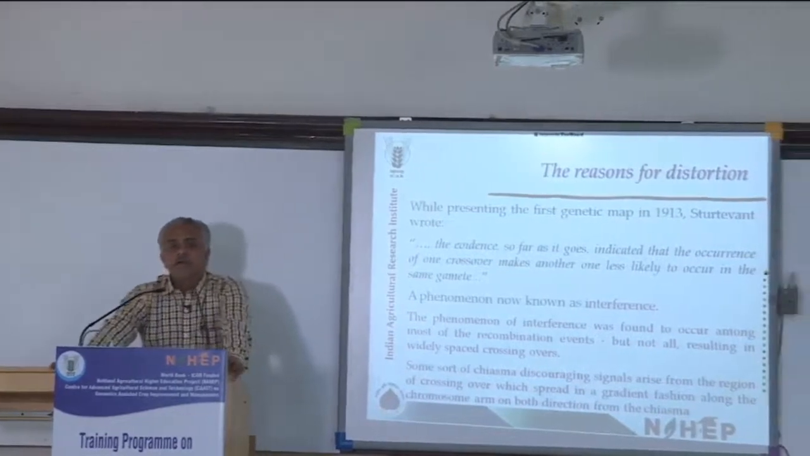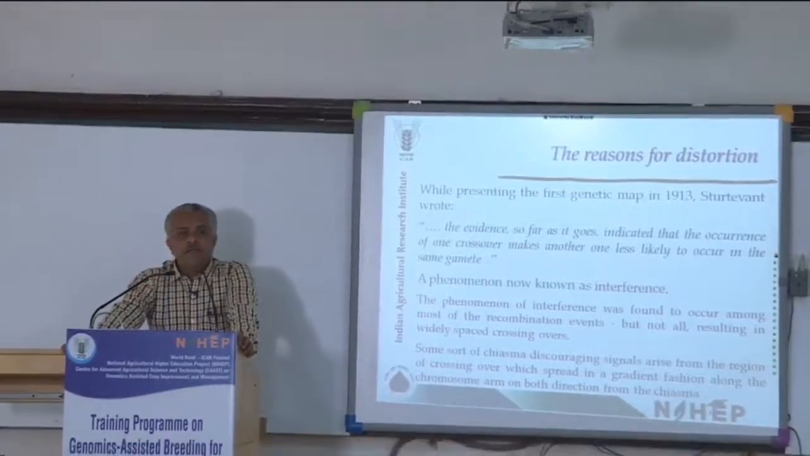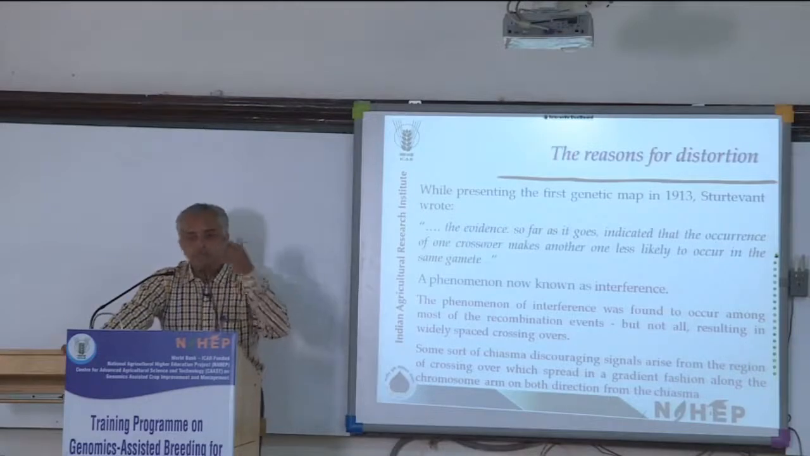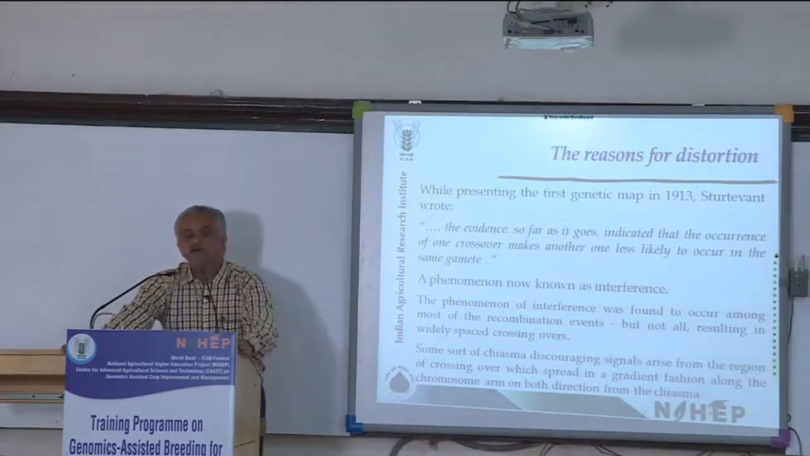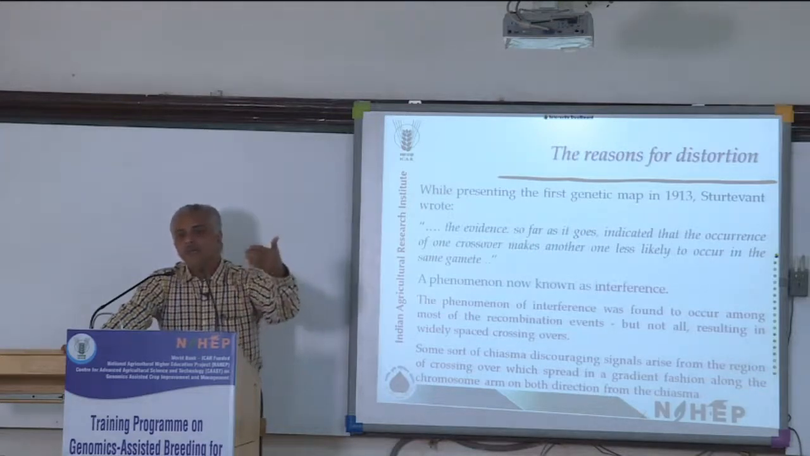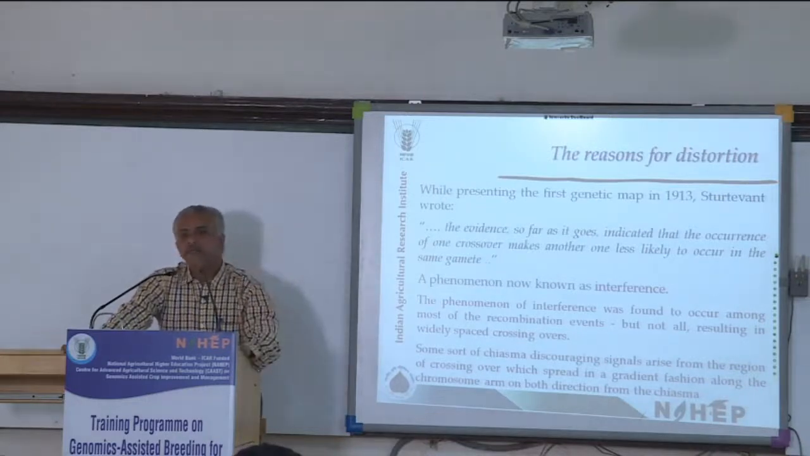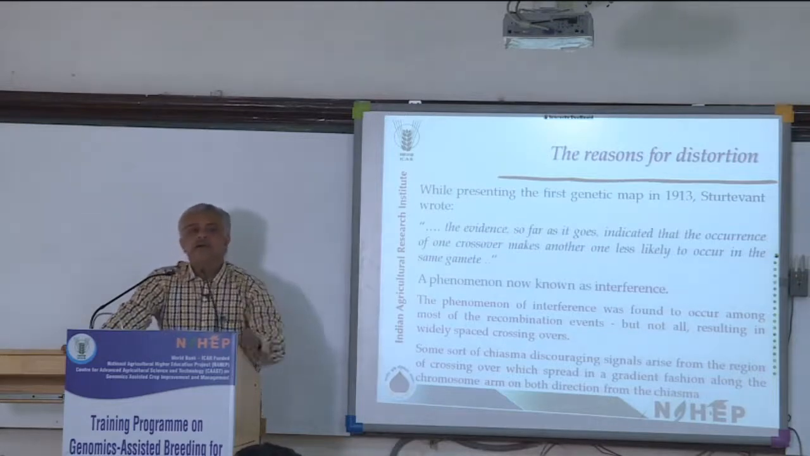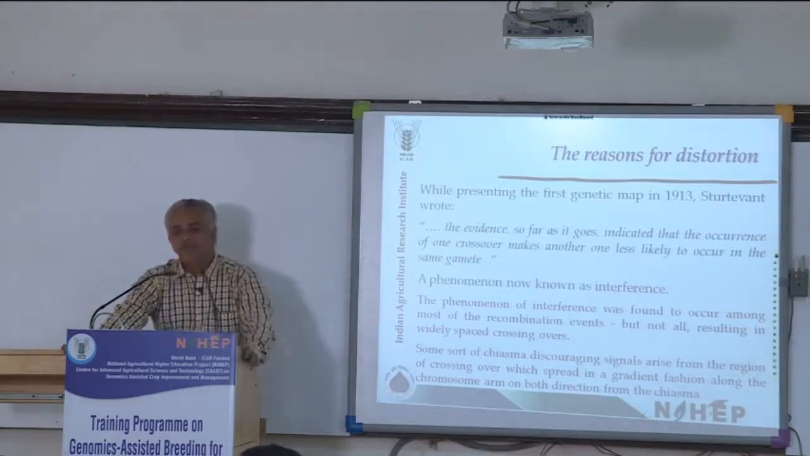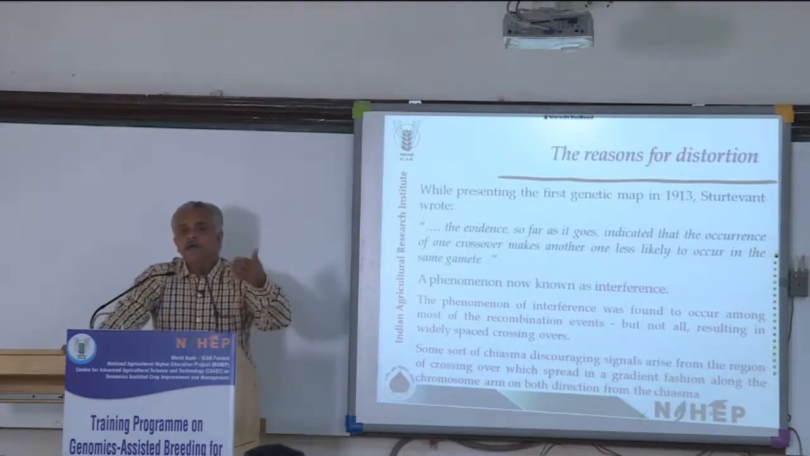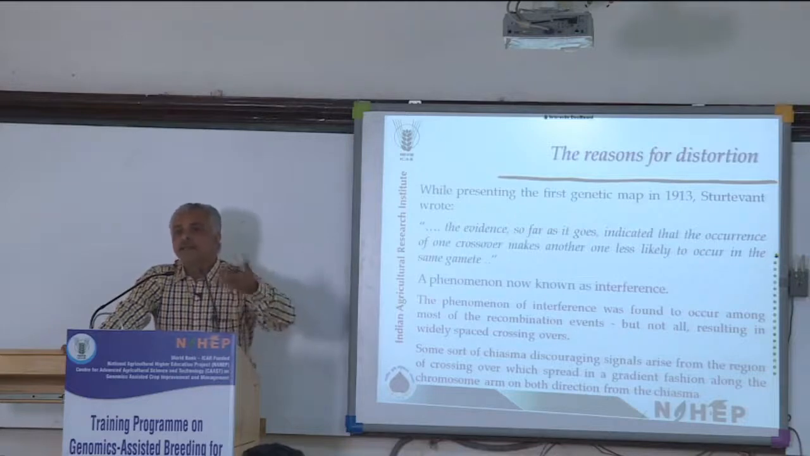Now, having done that, when you order the loci, for example, take A and B and C. If you add the distance between A and B and between B and C, you will not get the distance between A and C. It will not be exactly equal. The reason is that the distances are not exactly additive.